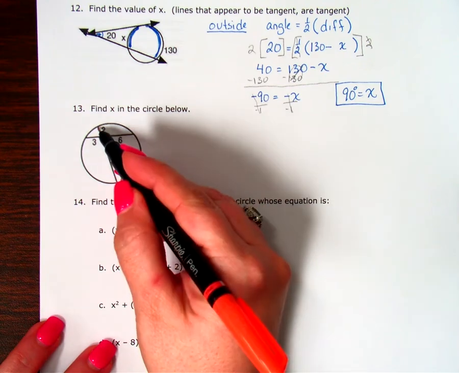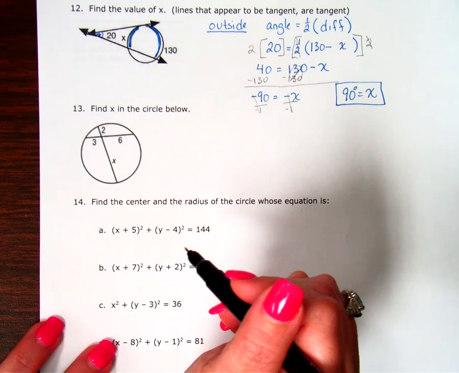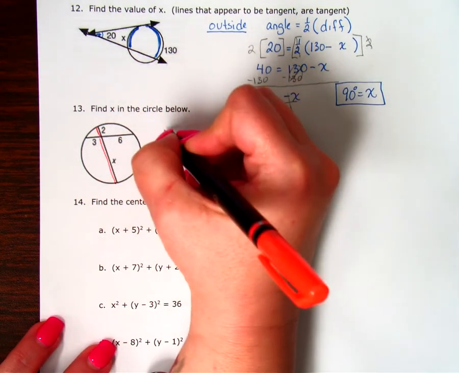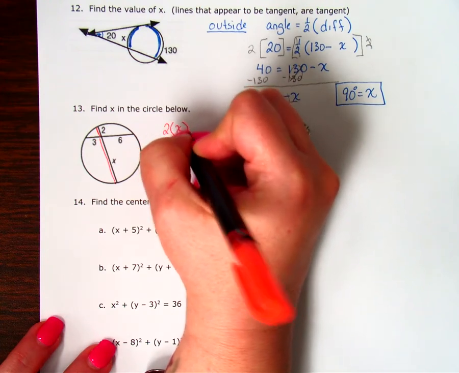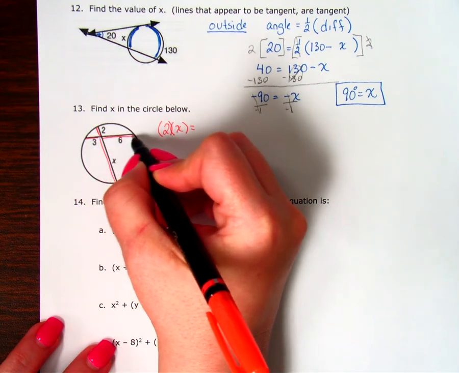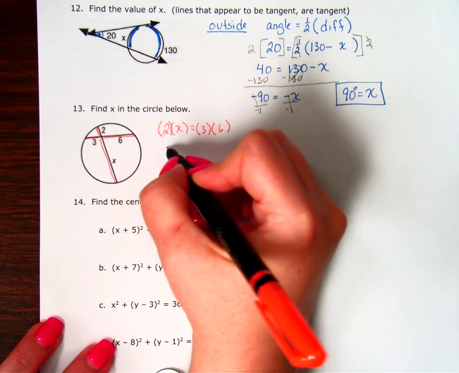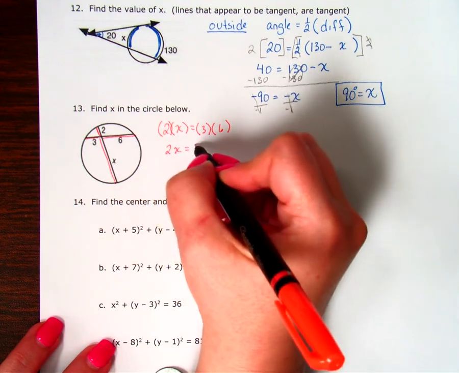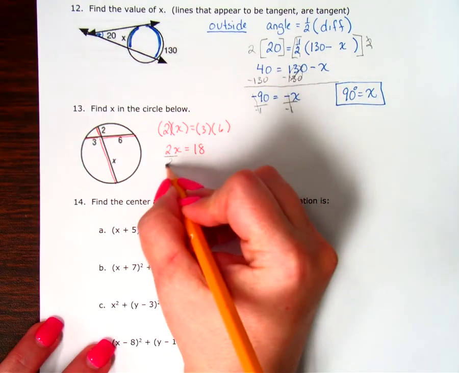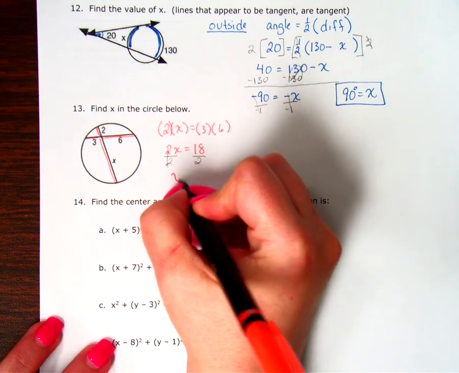When I have chords that intersect each other, they create 4 little segments, and the products of those segments are equal. So if I take this 2 and multiply it by this x, that's going to be the same as this 3 multiplied by the 6. 2 times x is just 2x. 3 times 6 is 18. Divide both sides by 2, and x equals 9.